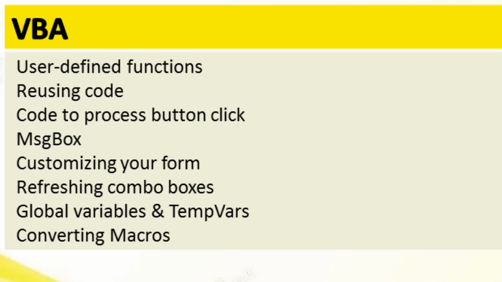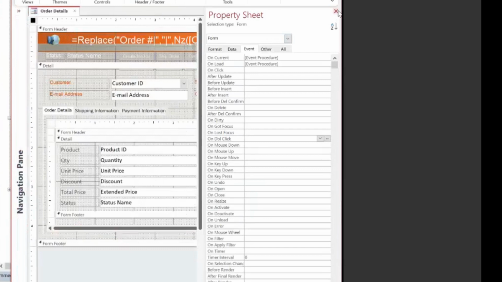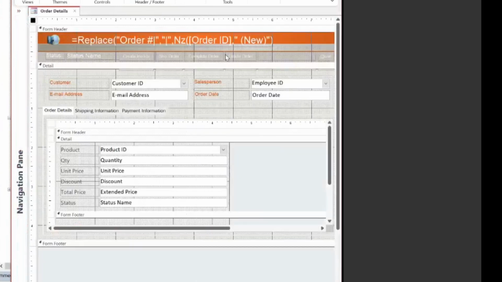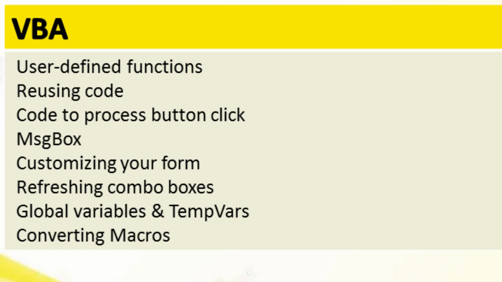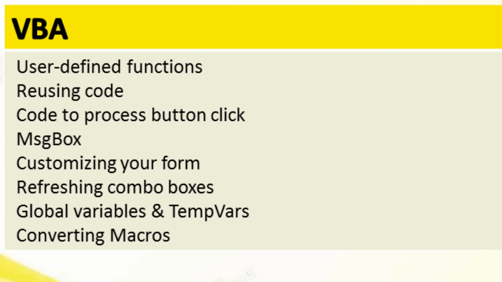In a form, if you're going to process a button click, for example, you can have a macro which processes a button click, but you could also write VBA code to process the button click event. And you can use VBA code, for example, to open a message box, to display some kind of information or warning. You can use it to customize your form.